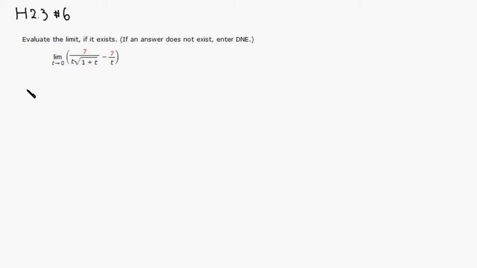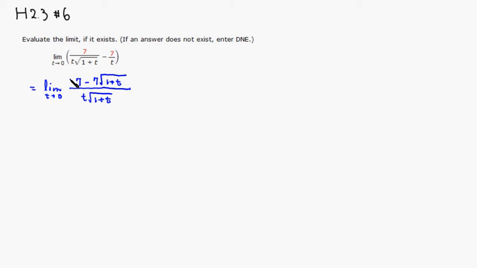Alright, so what we're going to do is try to take the common denominator and see if we can make sense out of this expression. So the common denominator would be t times square root of 1 plus t. This one has the same denominator, so it's going to be 7, and there's a negative sign here, so we have to multiply 7 by square root of 1 plus t, where t is going to 0.